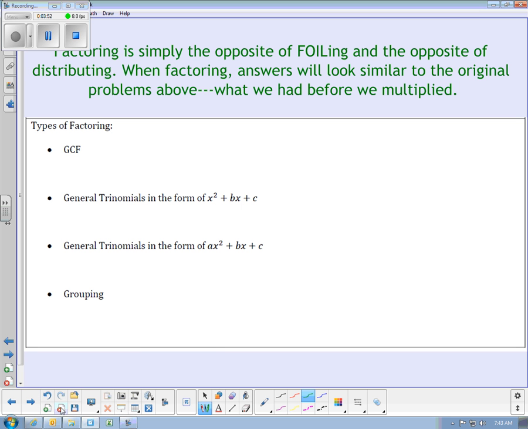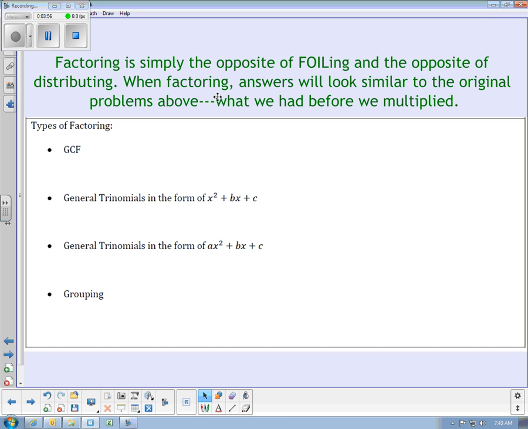So let's just talk about the different types of factoring that we have. Factoring is simply the opposite of FOILing, or the opposite of distributing, or in other words, the opposite of multiplying. We are taking apart whatever we had multiplied. So when factored, answers will look similar to the original problems, the factors, all listed out: this times this times this times this.